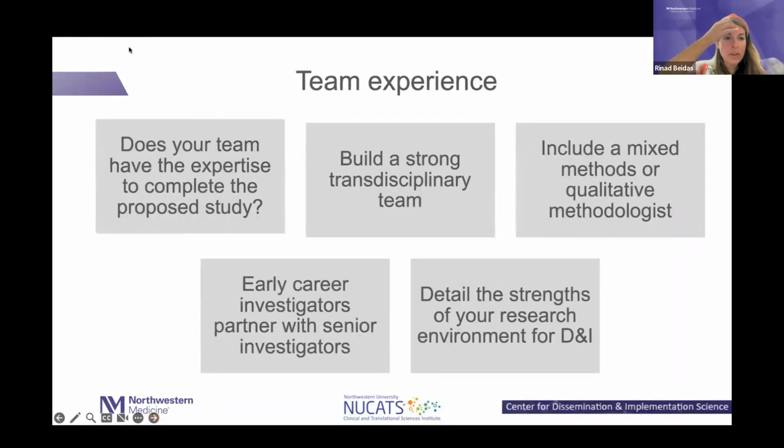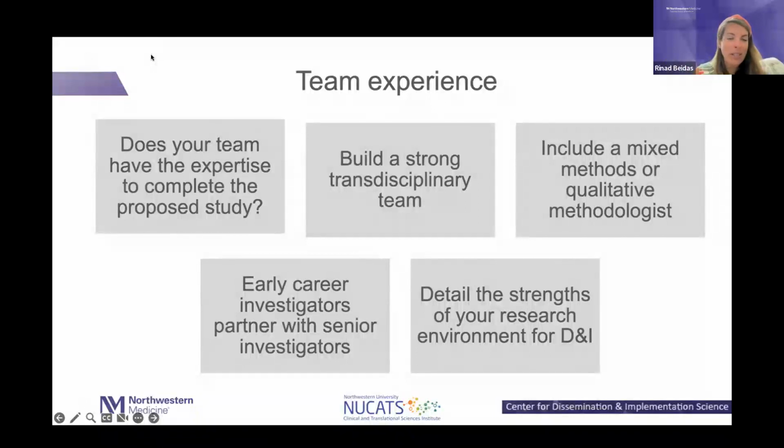I've already briefly noted the importance of a strong transdisciplinary team, but you do want to really be thoughtful about your team experience when you're putting together a D&I grant. So does your team have the expertise to complete the proposed study? I've never put in a D&I grant without a mixed methods or qualitative methodologist, because that's such a critical part of the work that we do.